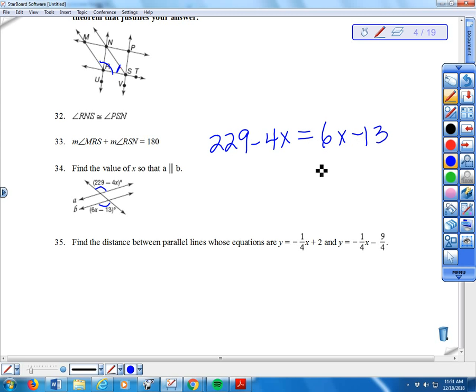So this is 10x, and this is what? 2. Divide by 10. And then simplify. Okay.